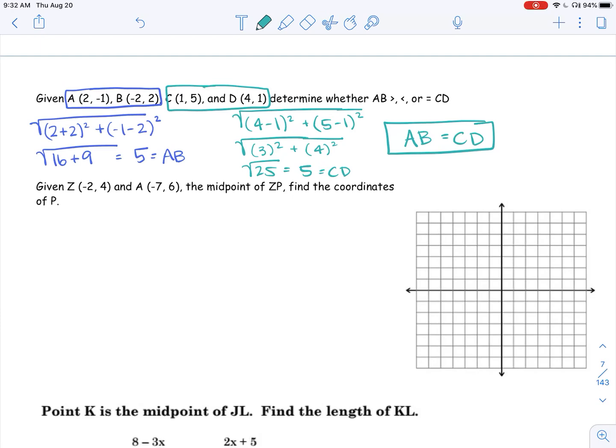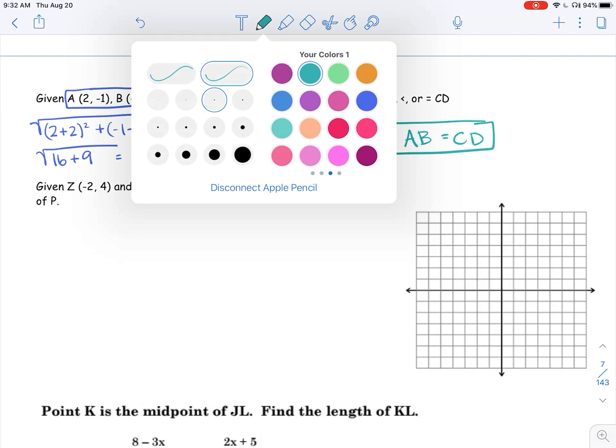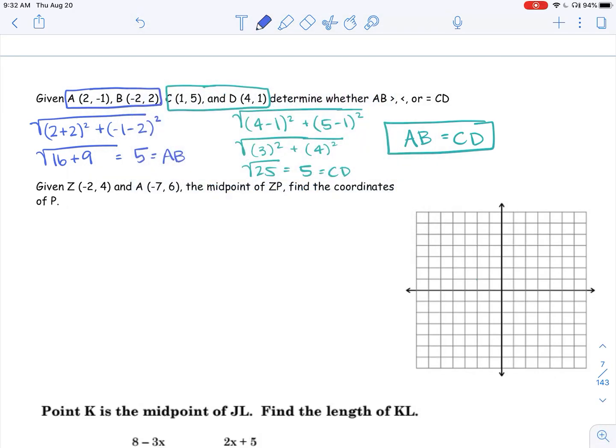All right, given Z and A, A is the midpoint of ZP. So let's graph these out. Z is at -2, 4. 1, 2, 3, 4. And our P is the one we're going to find. So Z again is at -2, 4. A is at -7, 6.